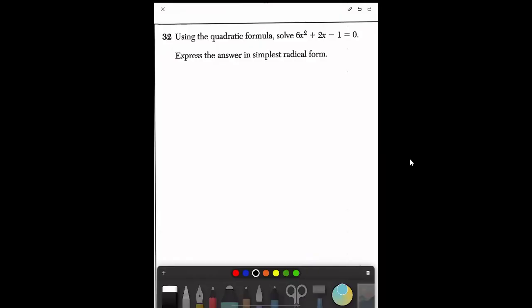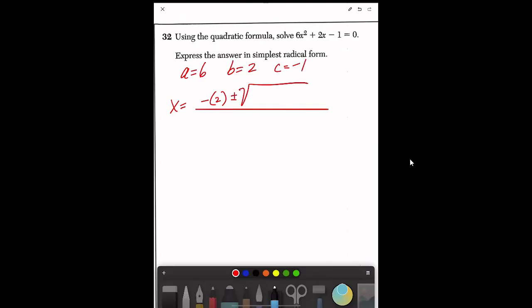So first thing, the a is 6, b is 2, and the constant c is -1. So here's what our formula says. We're going to have -2 plus or minus the square root of 2 squared minus 4 times 6 times -1, and then on the bottom, it's going to be 2 times 6.